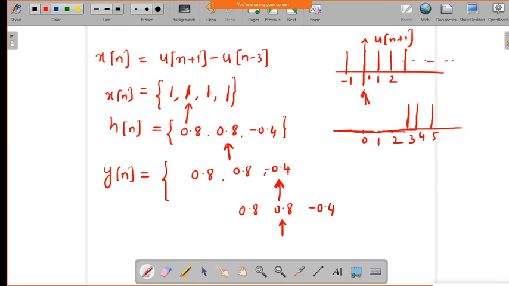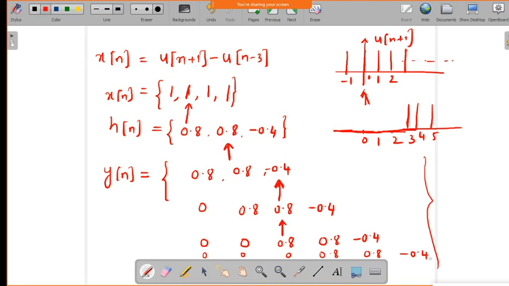Now you have to shift by 1 unit. So, x of 1 multiplied by h of n minus 1. You shift by 1 unit and you get the values here, that is 0.8, 0.8 and minus 0.4. Now here it is having the values 0. And if you do one more shift, you will get 0 here and 0 here, and you will get 0.8, 0.8 and minus 0.4. Because all values are 1, 1, 1, only the impulse response is shifted by the corresponding values.